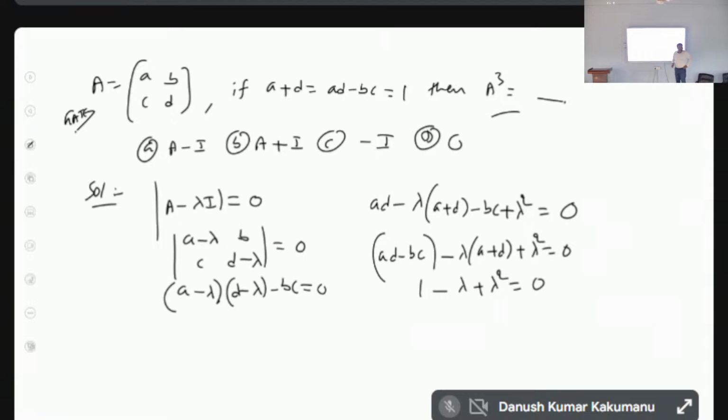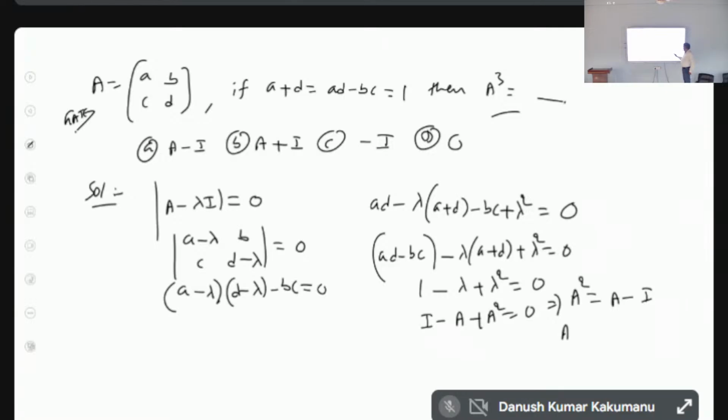Now apply the Cayley-Hamilton theorem. As per the Cayley-Hamilton theorem, 1 becomes I, so I minus A plus A square equal to the null matrix. From here, what is A square? A square equal to A minus I. A square is A minus I.